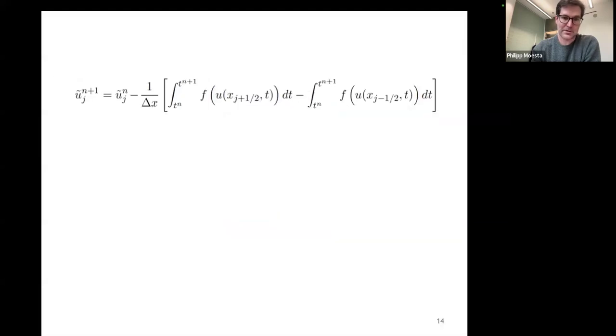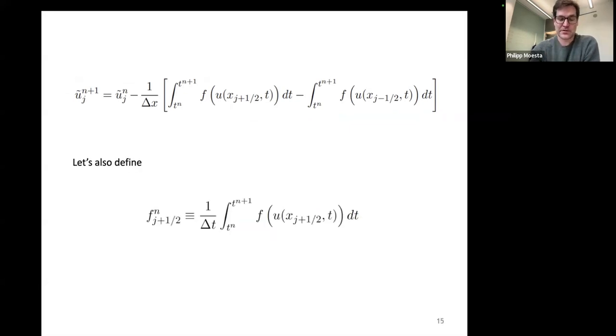If we plug this in, we can now write our solution u_j at n plus 1, so at the next time, as the solution u^n minus what you see there on the right-hand side. And if we look at this now, it already looks quite similar to the flux conservative form that we have found before. We can substitute further. We can define, in a similar way, this integral that we see on the right-hand side as our F at j plus 1/2 and F at j minus 1/2.